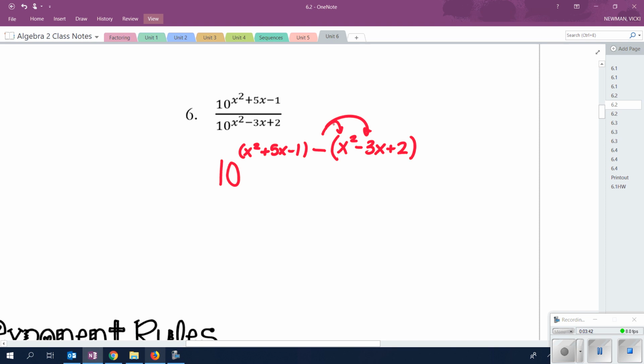Oy. So, ready? I'm going to do this in my brain. X squared minus x squared. They cancel. Okay. 5x minus negative 3x. What's the double negative? Positive. So what is it? 8x. Negative 1 minus 2. Negative 3. Good.